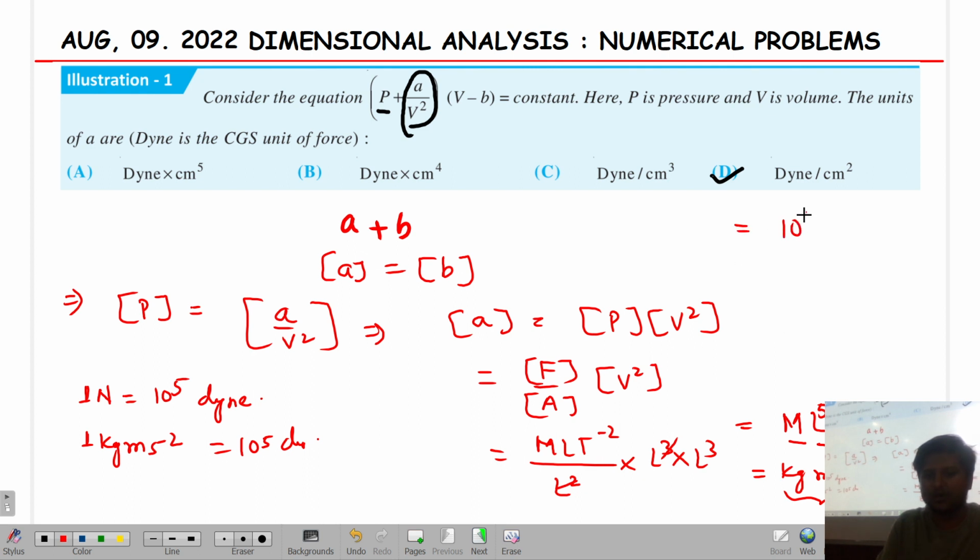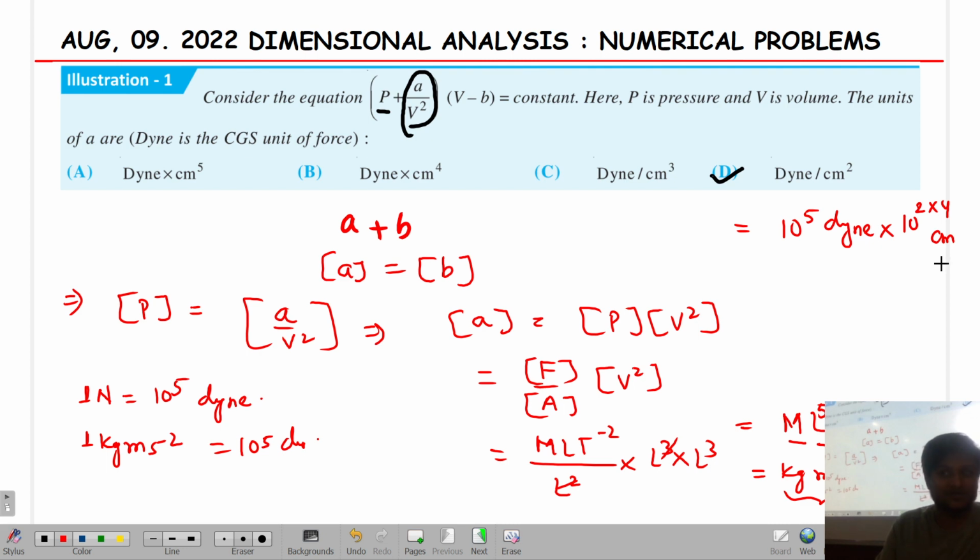This is equal to 10 to the power of 5 dynes. After meter, I have to convert into centimeter or not? Yes or no? Yes, sir. So how much is it if I write 10 to the power of 2 into 4 centimeter?